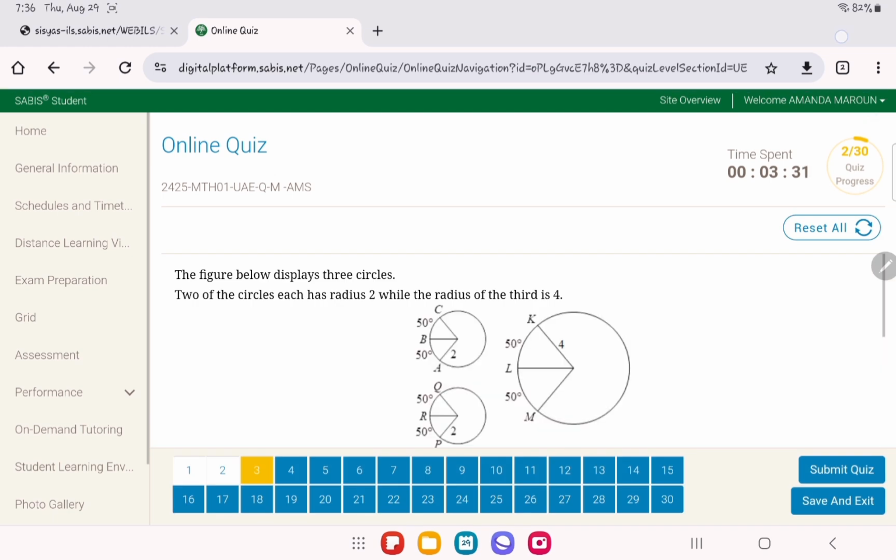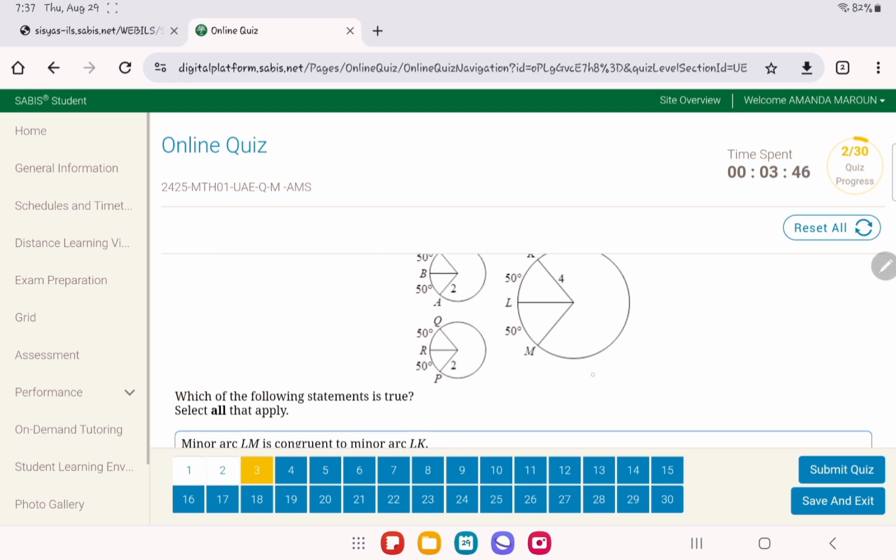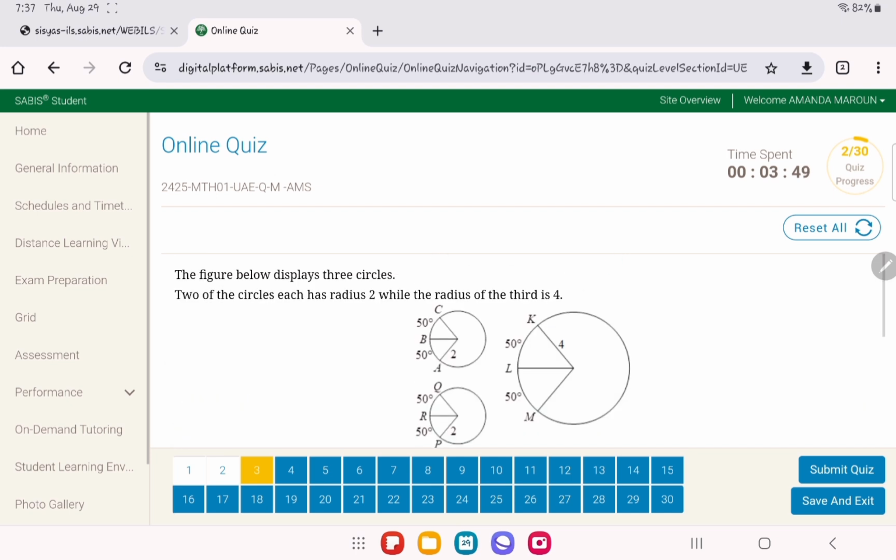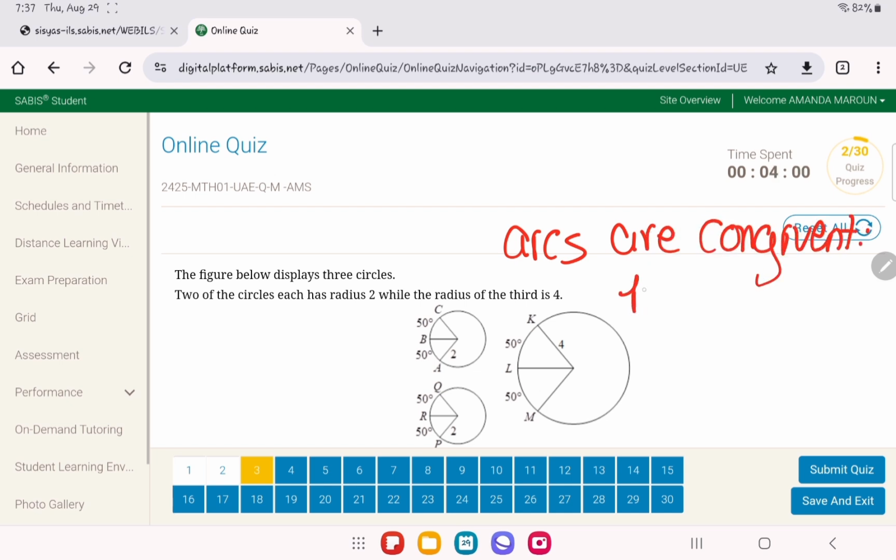Question number 3. The figure below displays 3 circles. 2 of these circles each have the radius 2, while the radius of the third is 4. Which of the following statements is true? So they're talking about congruent arcs. An arc is congruent to another only in these 2 cases, and they both have to apply. First, they have the same radii and the same measurement.